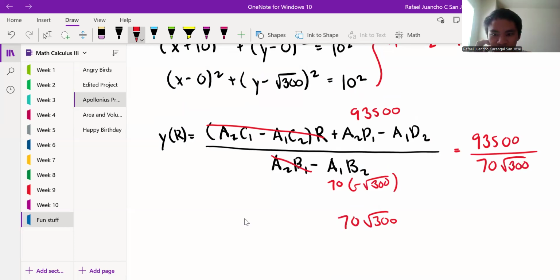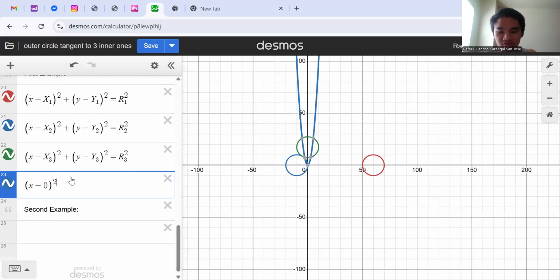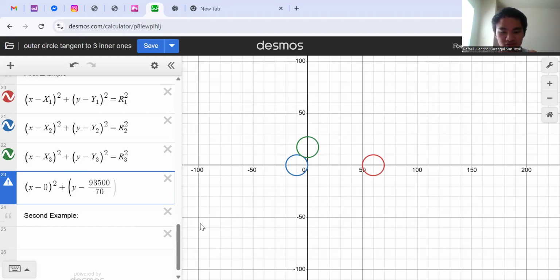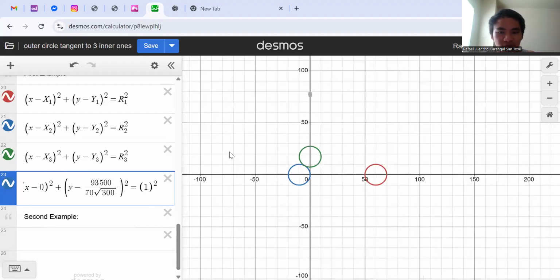Let me just type that in before I lose my mind. Okay. Can you share this? Okay, so just to type it out, I'll just put 0 here. That's the placeholder. Y minus, and the number was 93500 70 square root 300. There we go. Where that equals some radius that I don't know. 1. That's just a placeholder for now.